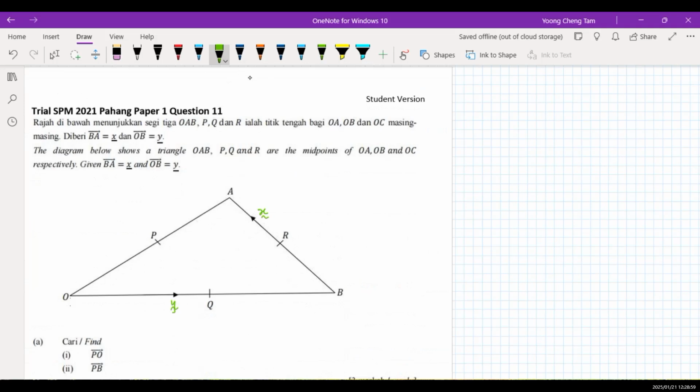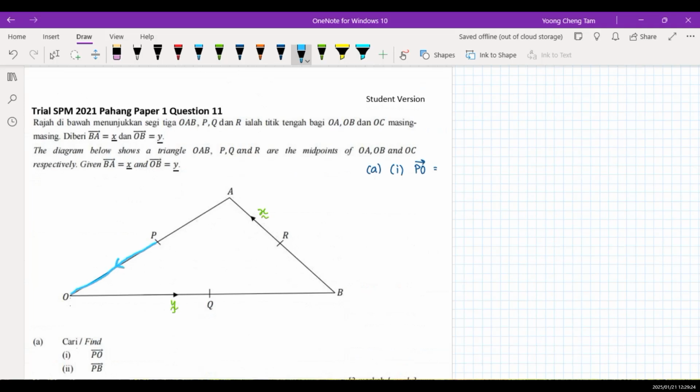Now let's look at question A. The first one, find the vector PO. How to find the vector PO? You must look at your diagram. So PO is this line, from P to O. It's this vector.